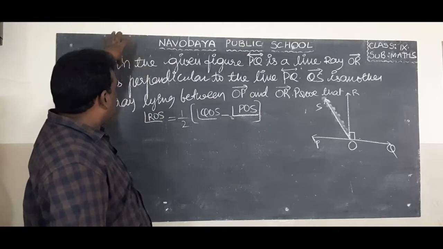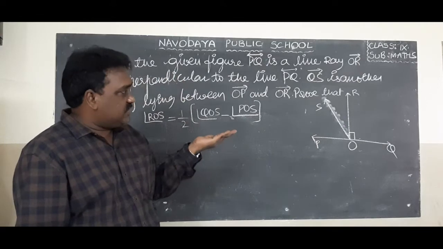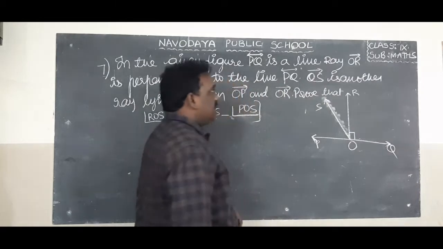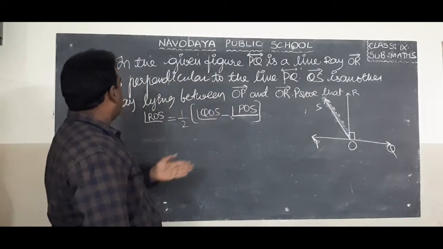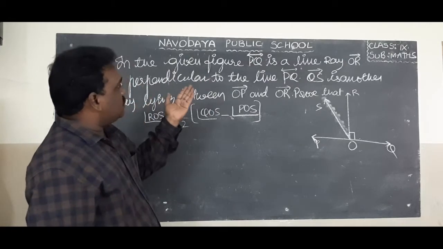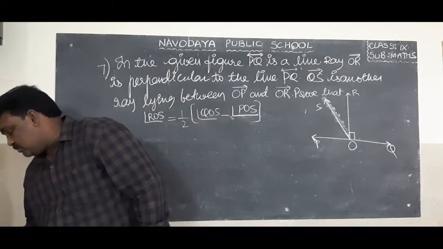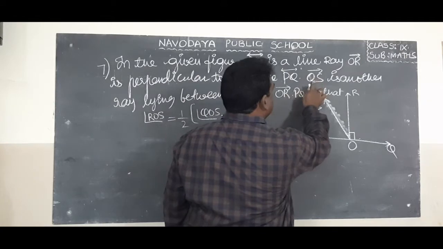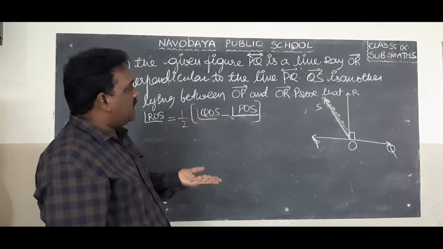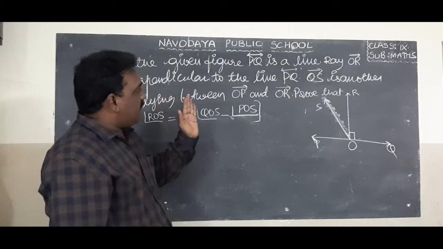Read problem number 7. In the given figure, PQ is a straight line. PQ is visible to you in the diagram. OR is a ray. It is perpendicular to the line PQ. OS is another ray lying between OP and OR.